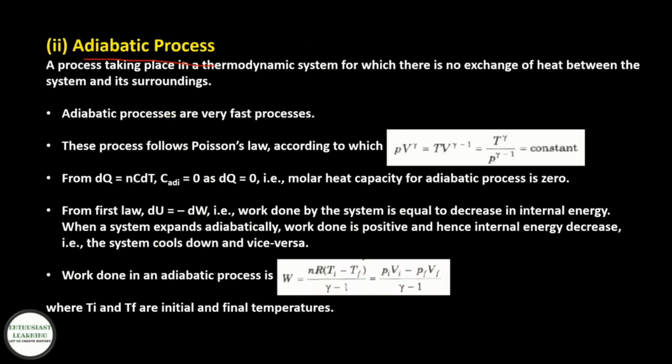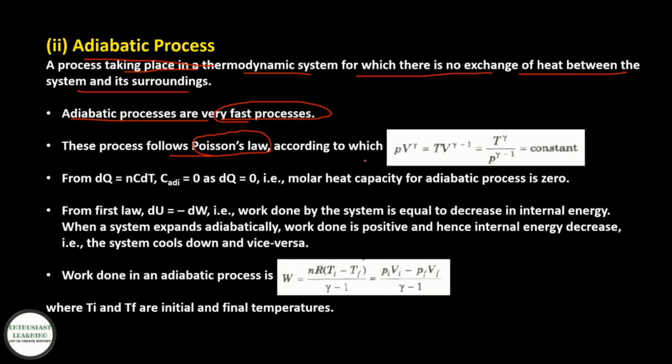Now adiabatic processes. A process taking place in a thermodynamic system for which there is no exchange of heat between system and its surroundings. Adiabatic processes are very fast processes. These processes follow Poisson's law, according to which PV raised to power gamma is equal to TV raised to power gamma minus 1, which is equal to T raised to power gamma upon P raised to power gamma minus 1, which is equal to constant.